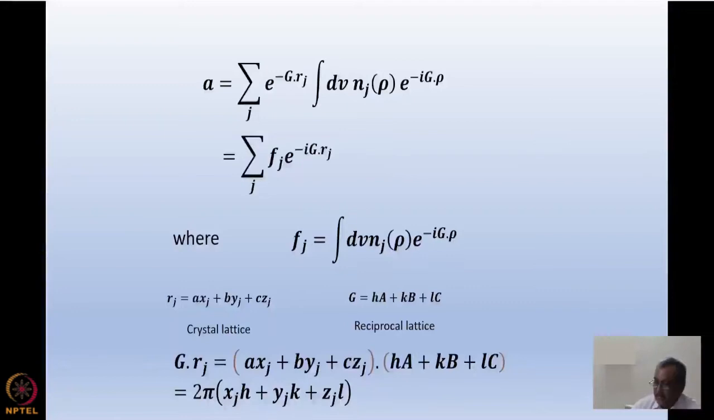So now you see here in real space, any point r_j is given by a x_j plus b y_j plus c z_j in terms of a, b, c. And in the reciprocal space, the Bragg coefficients hkl are given by h a* plus k b* plus l c*. So one is the Fourier transform over the charge cloud around one point, which is f_j, and the other is G dot r_j. G dot r_j equal to (a x_j plus b y_j plus c z_j) dot (h a* plus k b* plus l c*), which gives me 2 pi x_j h, because a dot a* is 1, b dot b* is 1, a dot b* is 0. So you just get x_j h, y_j k, and z_j l.